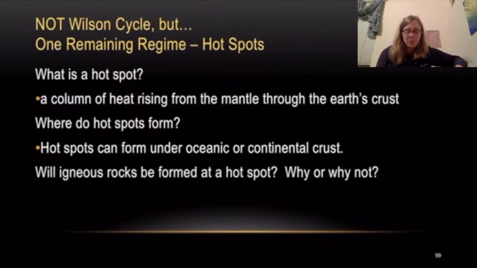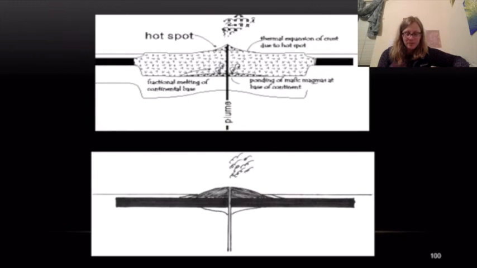Will igneous rocks be formed at a hot spot? If so, why or why not? Well, if we've got heat, we're going to melt part of that asthenosphere and create some melted rock, magma, that's going to create volcanoes and new igneous rocks, yes. So here we've got continent and heat coming up, that hot spot, partial melting at that asthenosphere, lithosphere boundary there, creation of volcanoes and lots of igneous rocks.